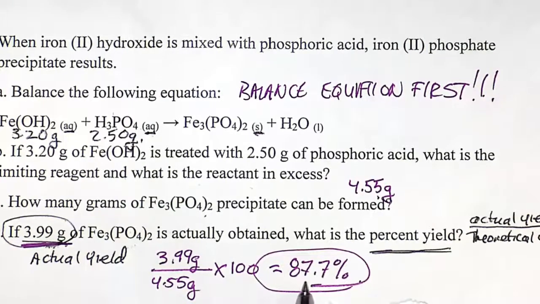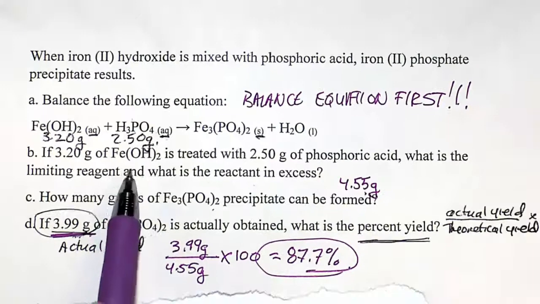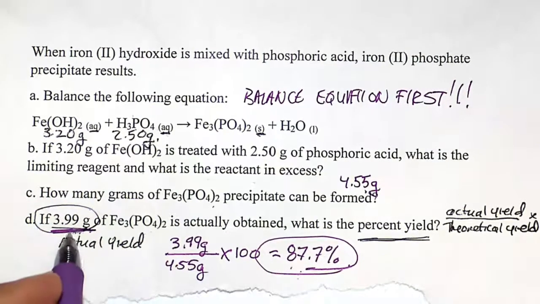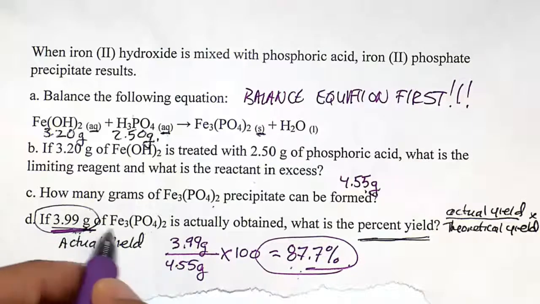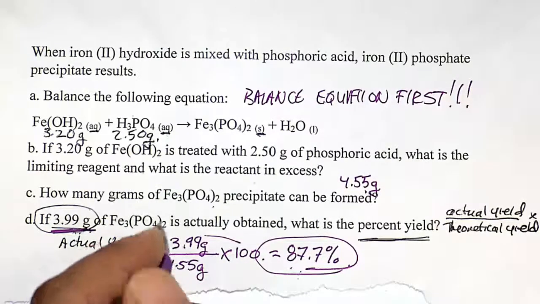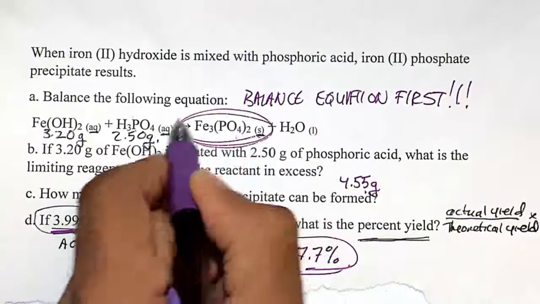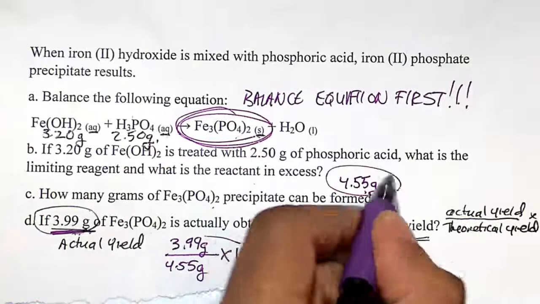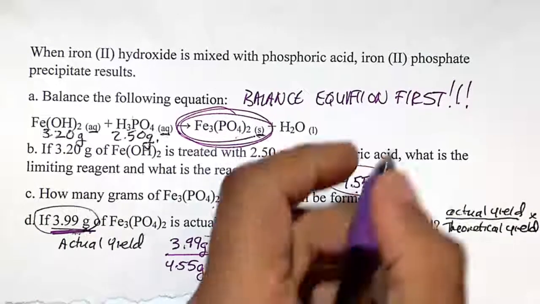The reaction is 87.7% efficient. In determining our limiting reagent, which one is our excess, and then from that limiting reagent, we were able to determine how much of this yield we were able to capture. We were able to capture about 88% out of the 4.55 grams we could produce based on stoichiometry.